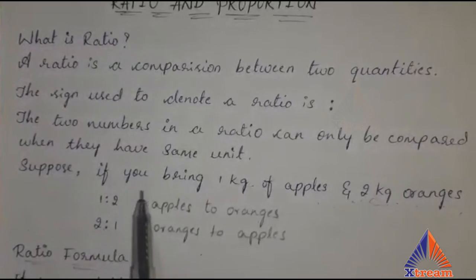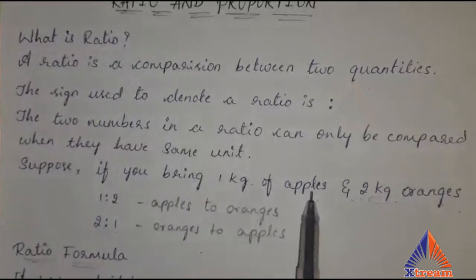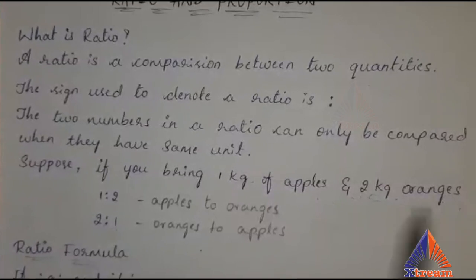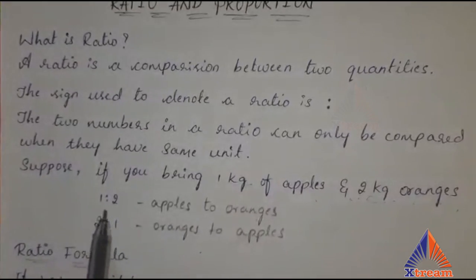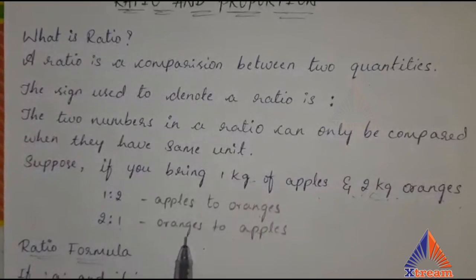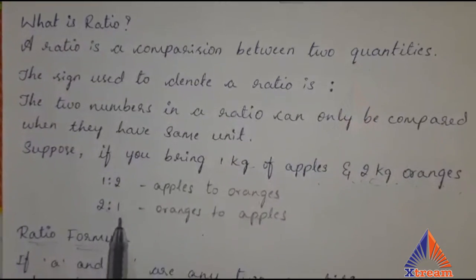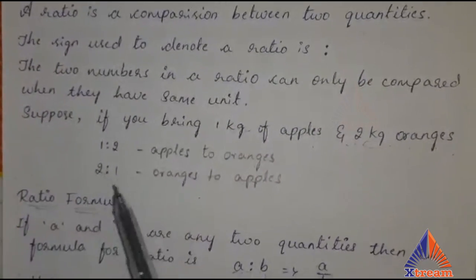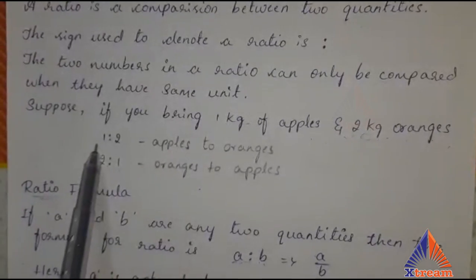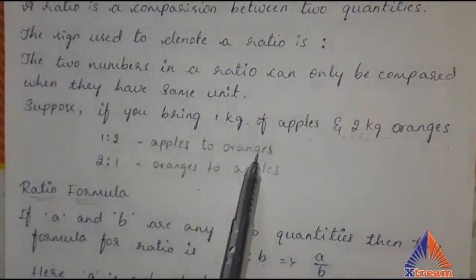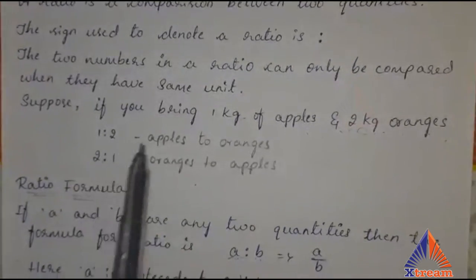Suppose I ask you to bring 1 kg of apples and 2 kg of oranges, you can write the ratio of apples to oranges as 1:2. And if I ask oranges to apples, you can write 2:1. So here you need to remember always the number of the first quantity should be in the place of the first term, and the second quantity should be in the place of the second term.